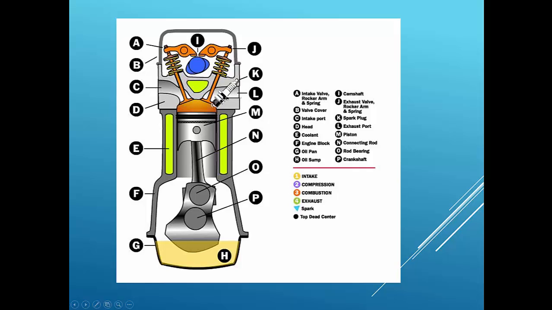So almost all cars use what is called a four-stroke combustion engine.